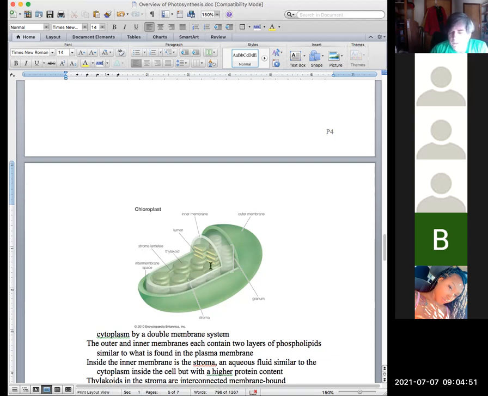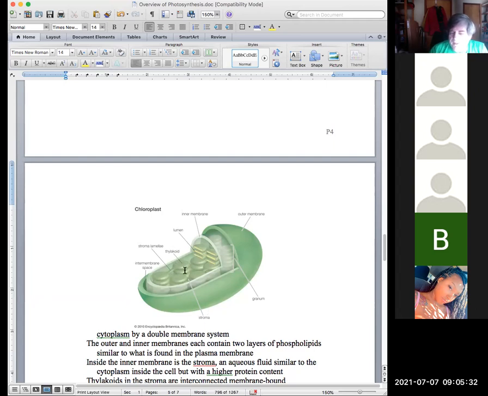So if we look inside the inner membrane, there's a fluid in there, and it's called the stroma. The stroma is kind of similar to the cytoplasm, or if you remember, inside the nucleus, there's nucleoplasm, or inside the mitochondrion, there's something called matrix. So this is a thick fluid. We've said it's kind of like a milkshake. It's mostly water molecules, but it's a lot of things dissolved with the water molecules. In the case of chloroplasts, there are a lot of proteins in the stroma. We'll see why later.